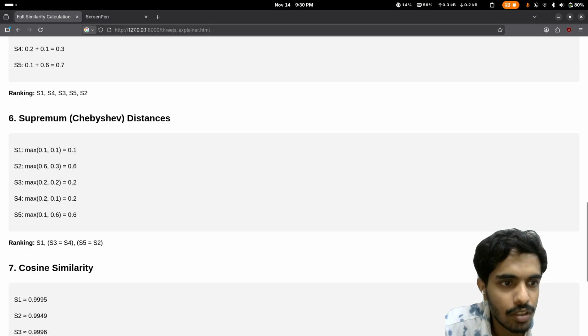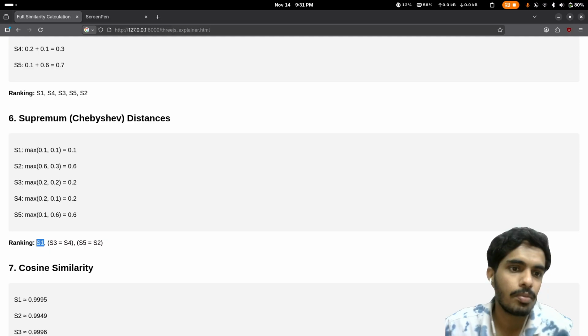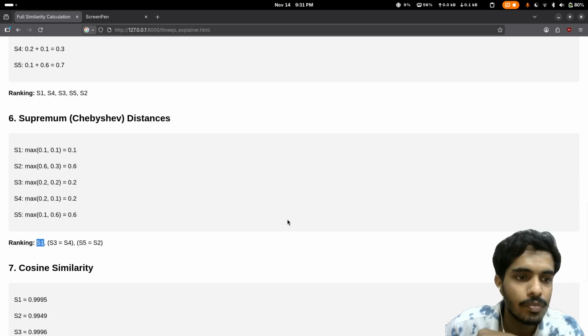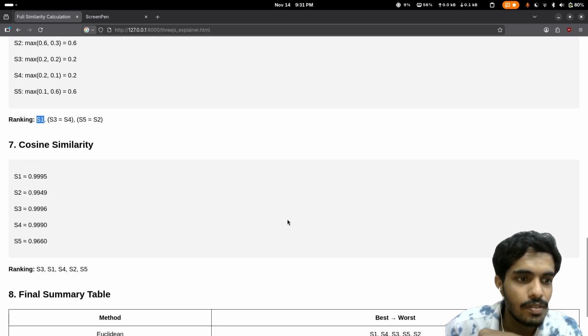So here, if we take the difference, it will come out as 0.1, 0.6, and so on. Here we can see that it is kind of stumbling around S3, S4, S5, and S2 because the values are kind of the same. But still, we got one really good answer: S1 is very close to the foreign student's attributes, right? So yes, the supremum distance is also giving us kind of the same answer as the other two distance functions.